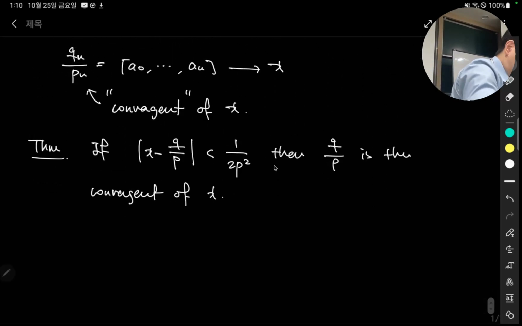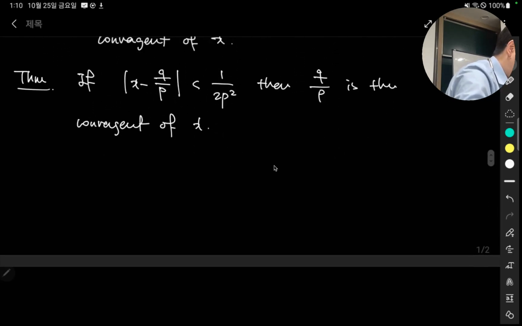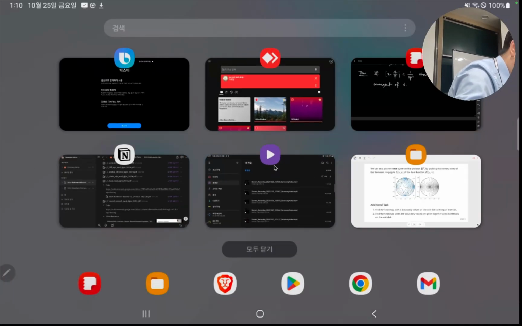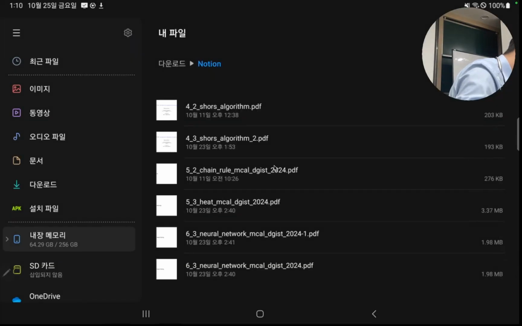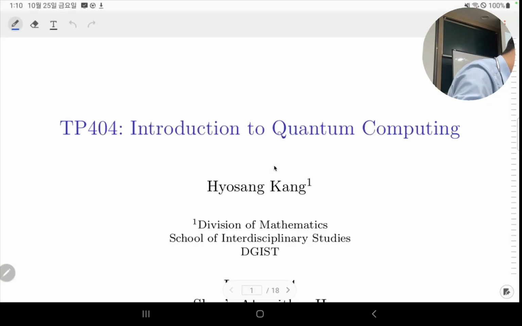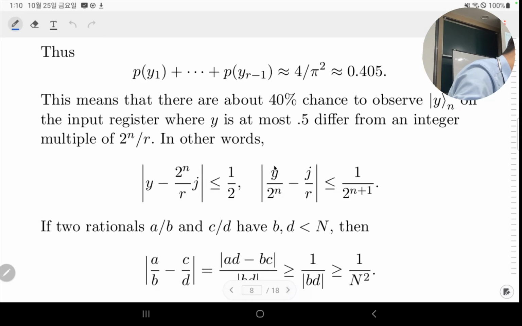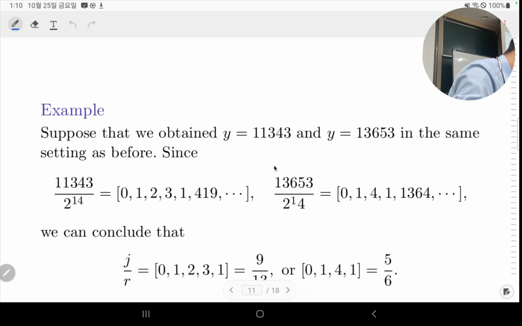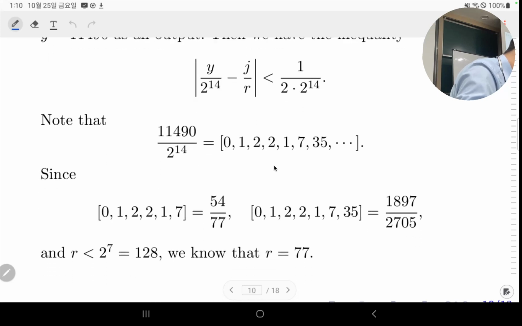So let me show you how you can actually apply this to find the period. Let's go back to the continued fraction part. Here, I'll show you. I want to look up the numbers that I want to use as an example. Here, yes, it's a big number. Let's see. Okay, maybe we can use this one.